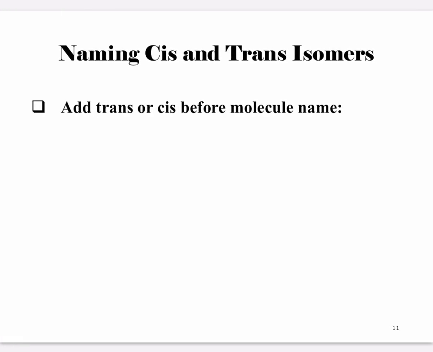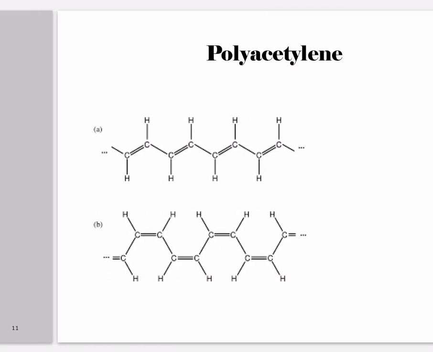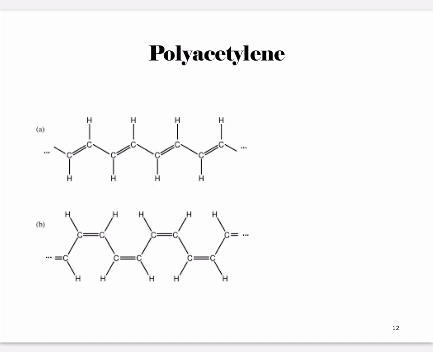Okay, we're not going to do that, polyacetylene. So this would be an example of a polymer, right? So this goes on indefinitely for very, very long side chains. What would be the configuration of the double bonds in the first polymer drawn here? Yeah, these would be a trans configuration.